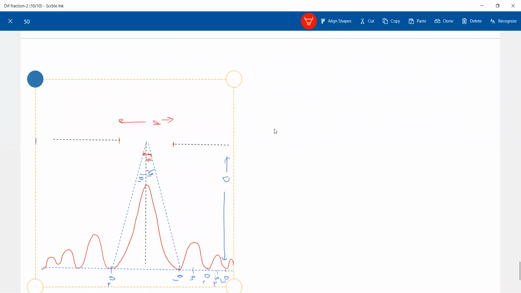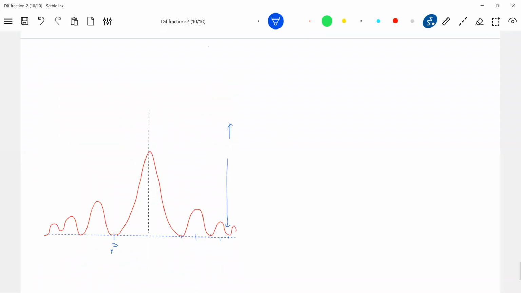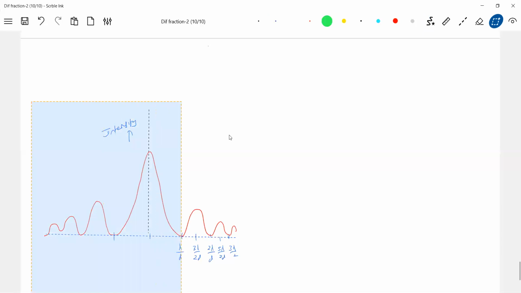So we will show those angular positions very clearly. What should this be? Lambda by d. Agree? This should be. What about this one? 3 lambda by 2d. This is the central maxima, and this is the expression for intensity. I'm just making a graph. The intensity variation will be like this.